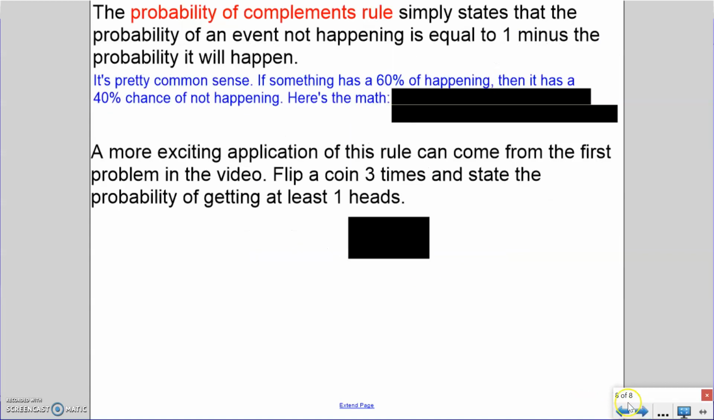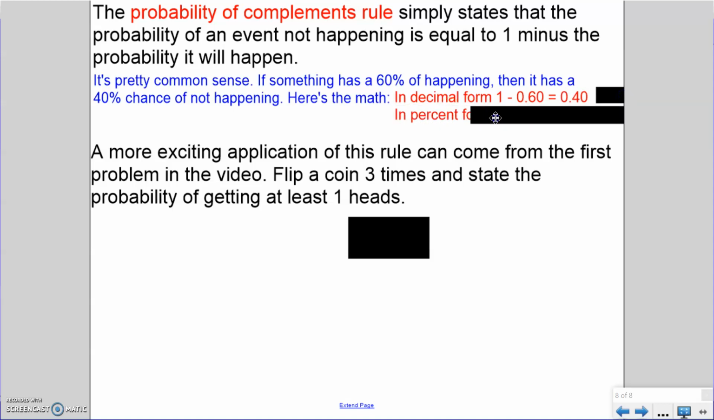All right. And lastly, the probability of complements rule simply states that the probability of an event not happening is equal to 1 minus the probability that it will happen. So it's pretty common sense. For example, if something has a 60% chance of happening, then it has a 40% chance of not happening. Here's the math. In decimal form, 1 minus 0.60 is 0.40, so you know that's 40%. So in percentage form, 100% minus 60% gives you 40%.